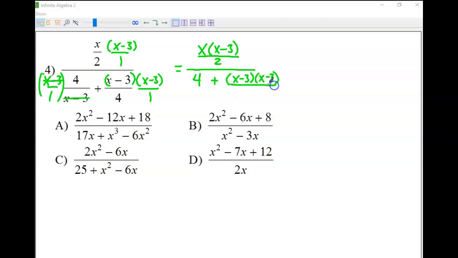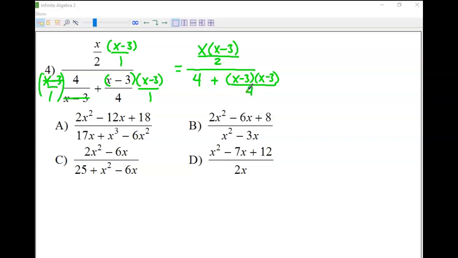Over 4. Okay? So there's that. Once again, I'm going to wait on this multiplication here. I'll get to that in a minute. Now I want to get rid of the other little denominators there. I want to get rid of the 2 and the 4.